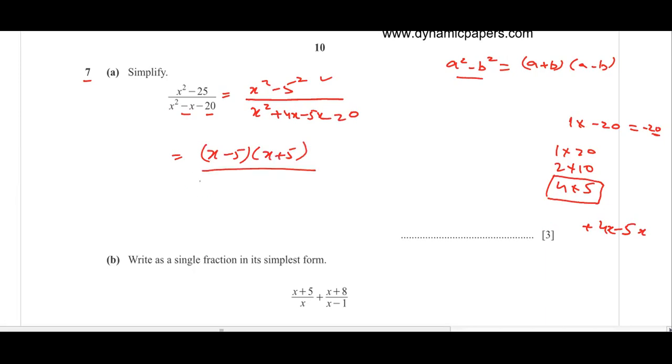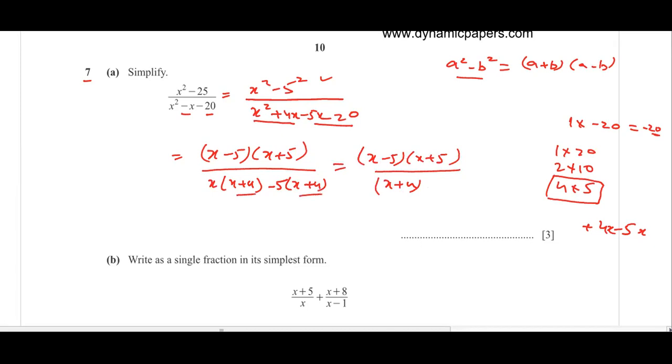divided by, on this one, make the pair of 2. Take common x from here, x plus 4, and minus 5 from this one, x plus 4. Because negative is taken common, the sign will change. Finally, I will have x minus 5 into x plus 5 divided by x plus 4, because now I will take this x plus 4 common. So x plus 4 into x minus 5. This will cancel. So the remaining one is x plus 5 over x plus 4. That is the simplest form of this one.